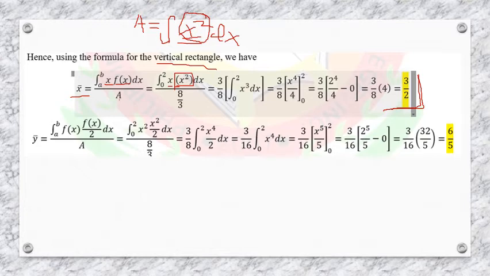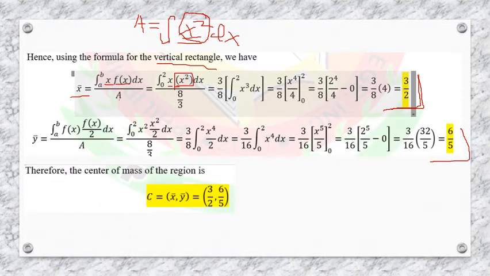So, magiging 3 over 16 na siya. Integral nito is x to the power of 5 over 5. Evaluated from 0 to 2, multiplied by 3 over 16, we get 6 over 5. Therefore, the center of mass of the region is at 3 halves and 6 over 5.